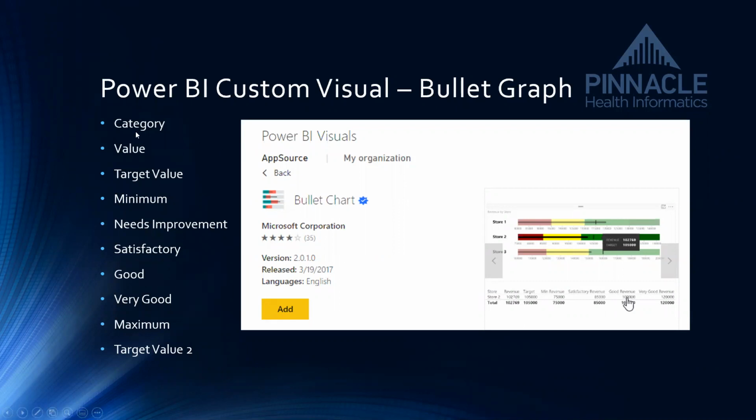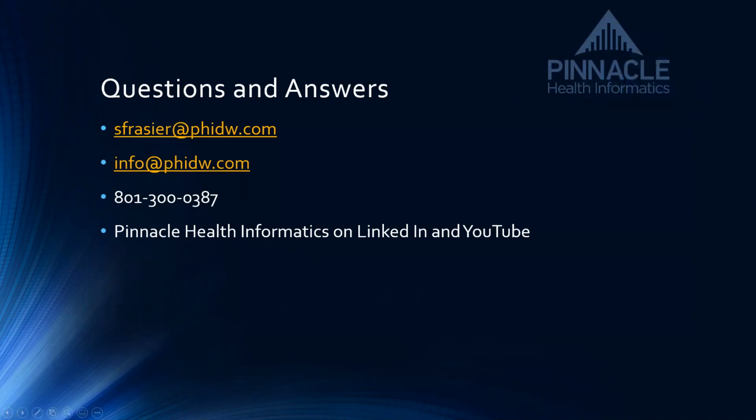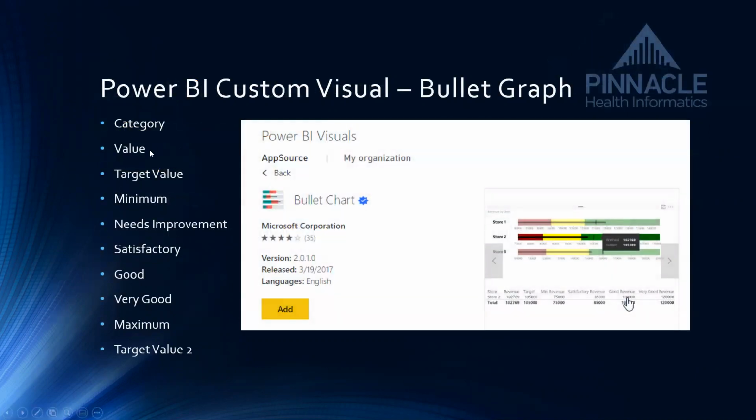So they have a category, as you can see, which would be provider or computer hardware type or city or program or cost center, whatever. They have the value that you're trying to track, which might be provider time or number of services. There's a target value. It allows you to set a target value. You can see that as the vertical bar over here in this image.